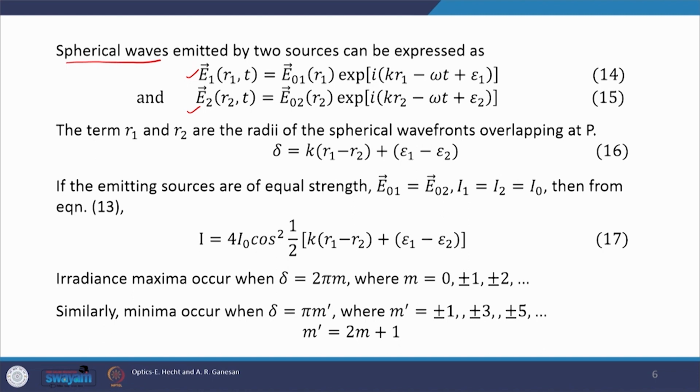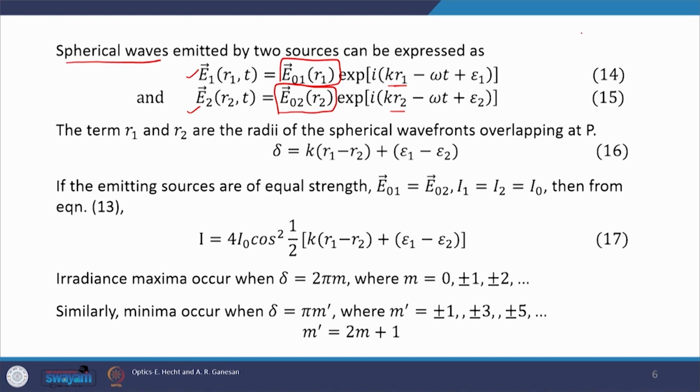P. Now, since the wave front is spherical, the amplitude here is now a function of R1. Similarly, the amplitude in the second field expression is also a function of R2. They are now functions of distance, functions of the radial coordinate. And observe here too, in this exponential part, earlier it was vector k dot vector r.